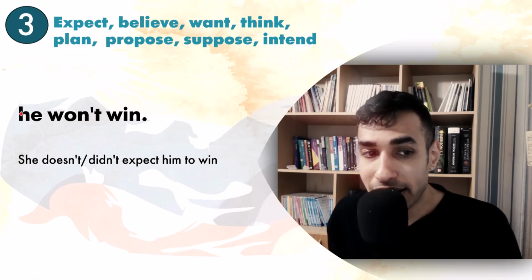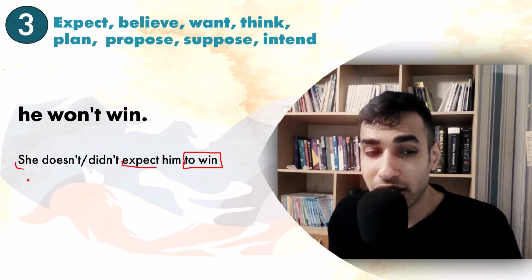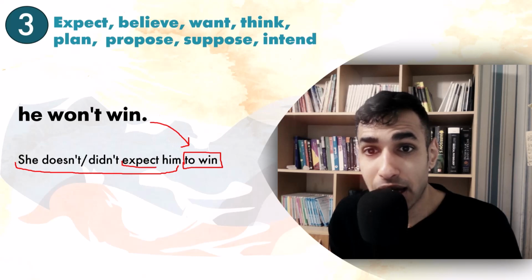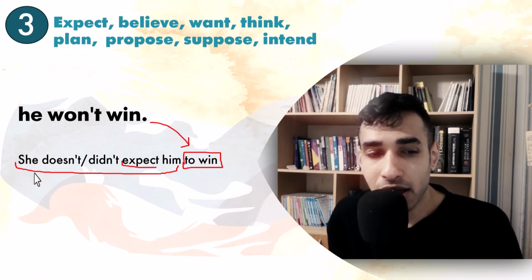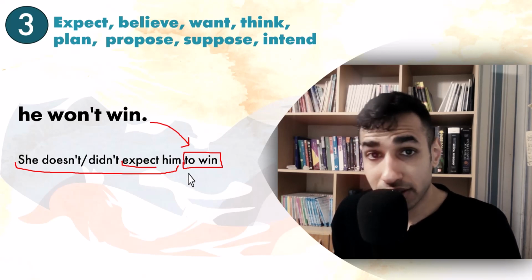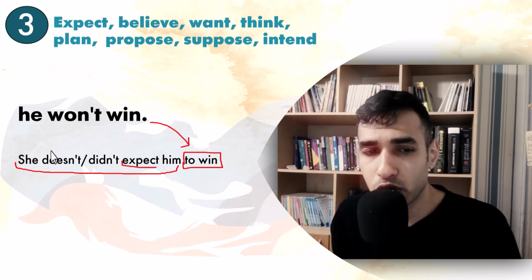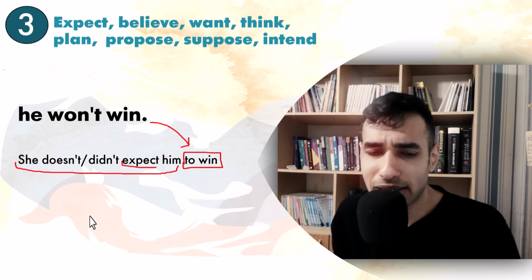So my statement, that is the infinitive phrase here, now is positive. Now my reporting clause is negative. So the statement is negative here, but I change it to a positive form with these verbs. I cannot say she expected or expects him not to win. This is not right. You should make the reporting verb negative. He won't win. She doesn't expect him to win, or she didn't expect him to win.